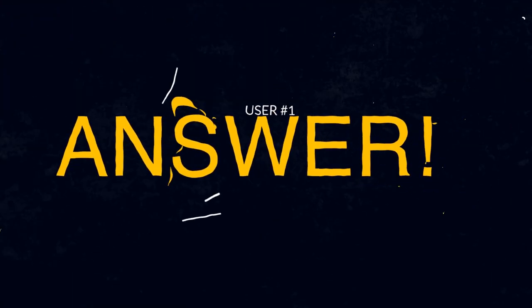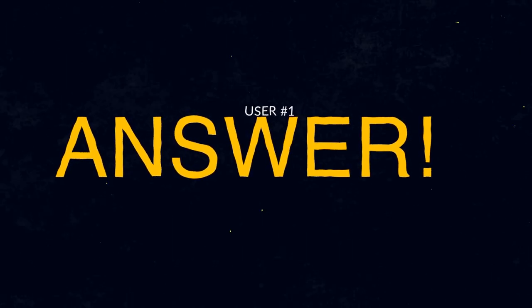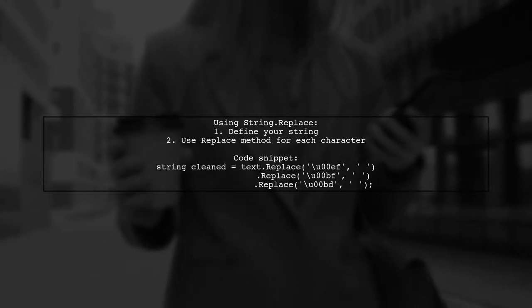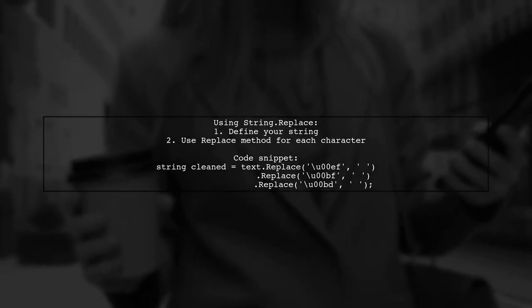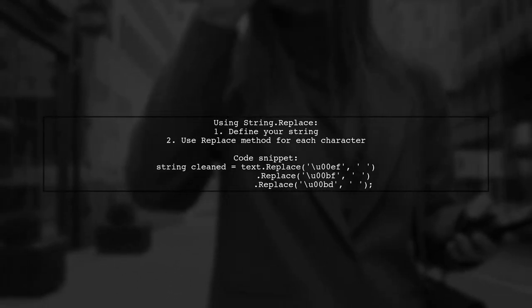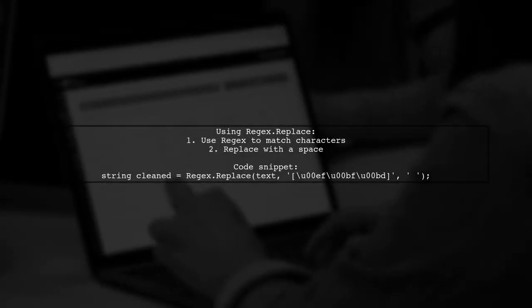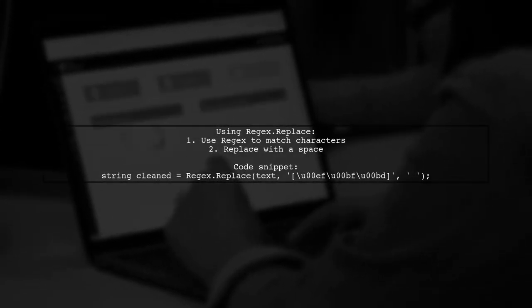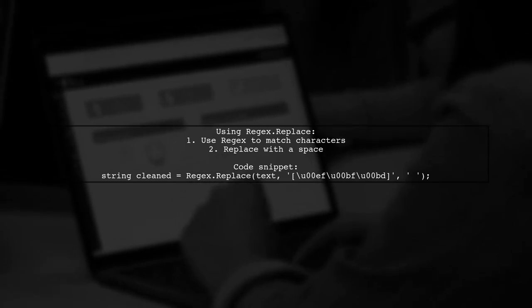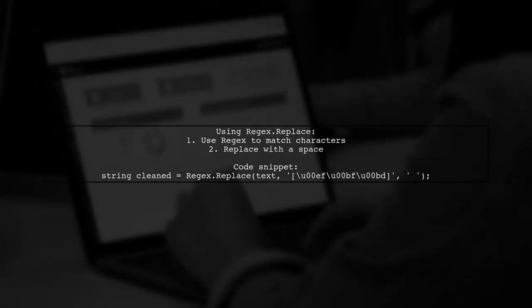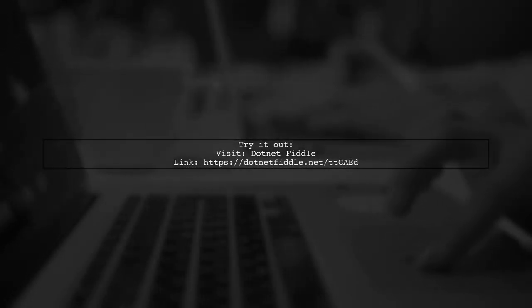Let's now look at a user-suggested answer. To replace the Unicode character with a space, you can use the string.replace method. This example shows how to replace specific characters with a space. Alternatively, you can use regex.replace for a more concise solution. This allows you to replace multiple characters in one go. You can try out these methods on .NET Fiddle for hands-on practice.